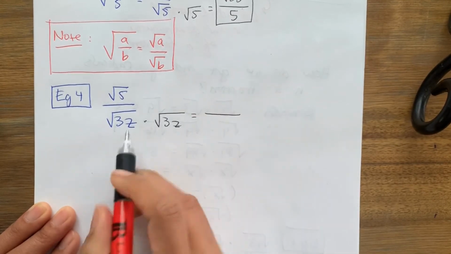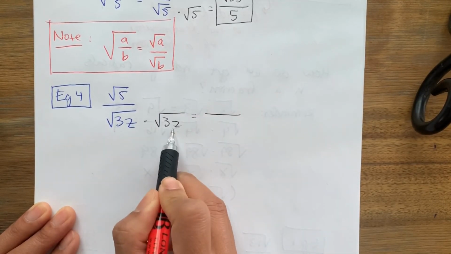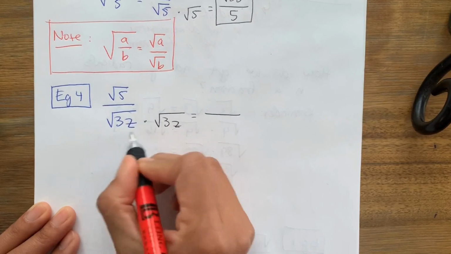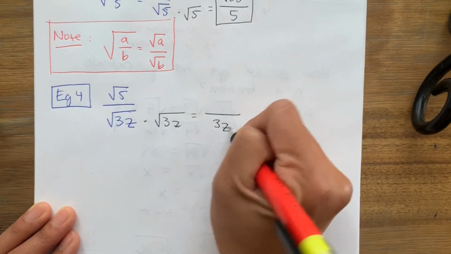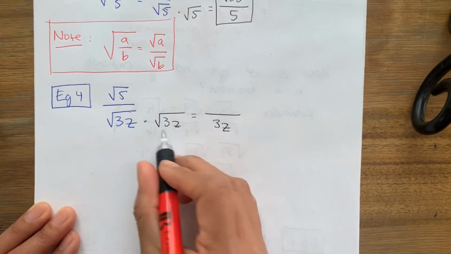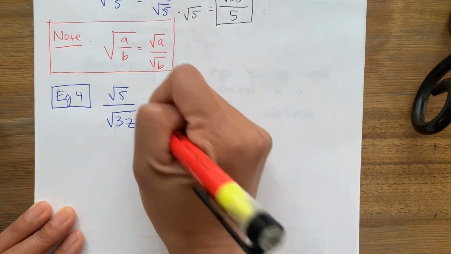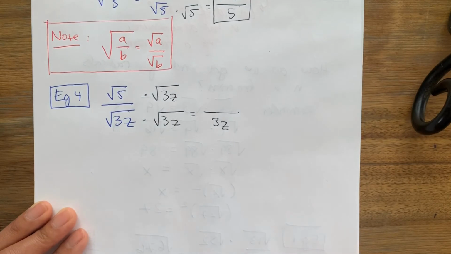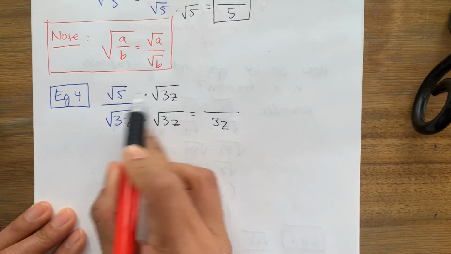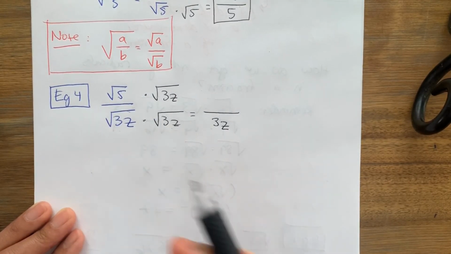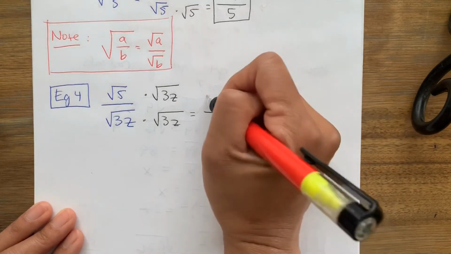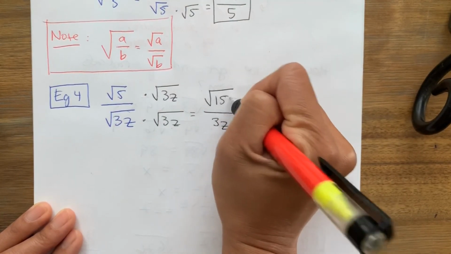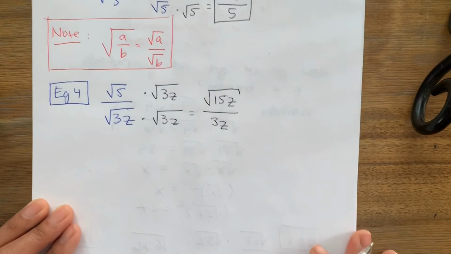So when I do that, this times that will just give me the radicand. Again, the radicand is just what's inside, 3z. When you multiply a radical by itself, you just get the inside. And again, whatever you do bottom, you do to the top. All right, so when I do that, this times that, since they're both underneath the radical, I can multiply them together. So here I get square root of 15z all underneath the radical.